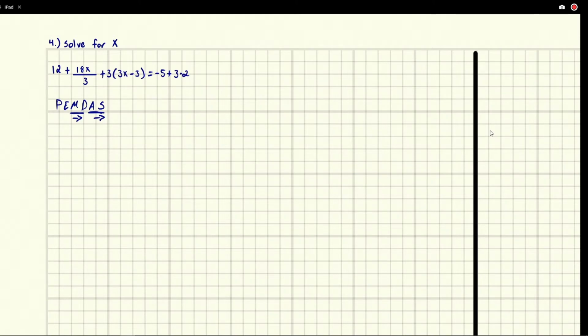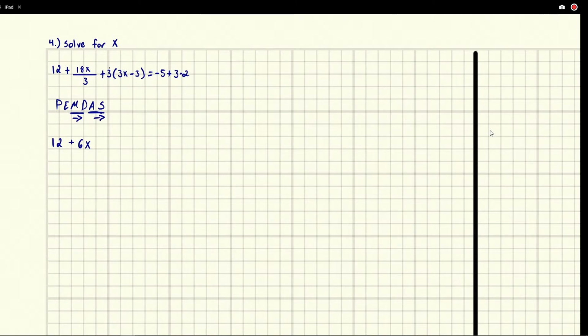So now we go multiplication and division from left to right. This 12, nothing happens to it, so we're going to keep the 12. Now over here, we have 18 divided by 3, and then the x, we can just put the x to the side. It's like we have 18 divided by 3 times x. 3 goes into 18 6 times, so this would become plus 6x.